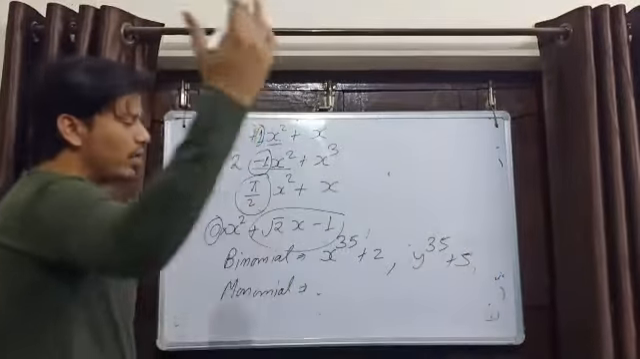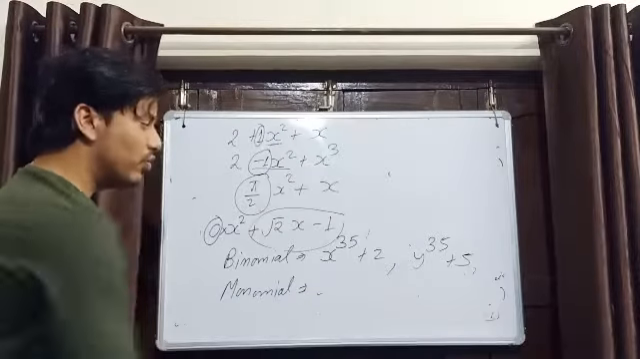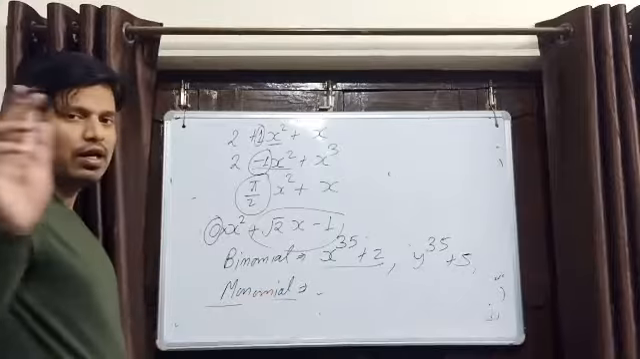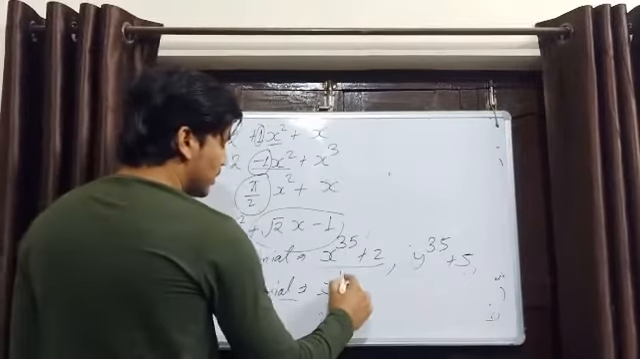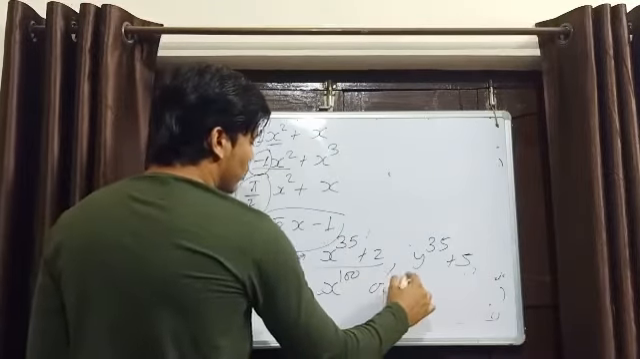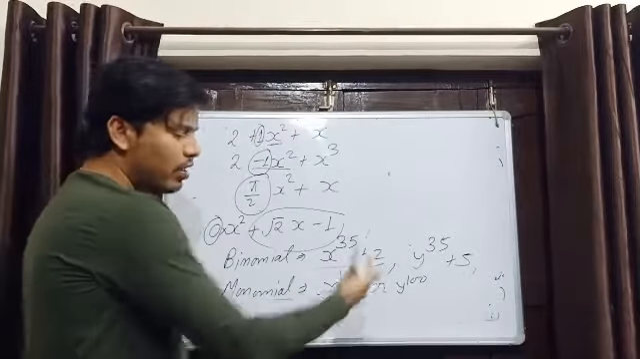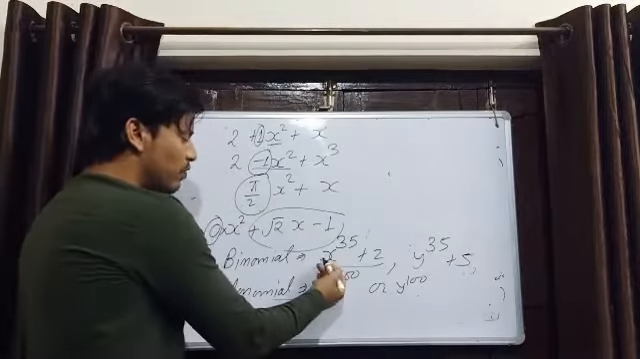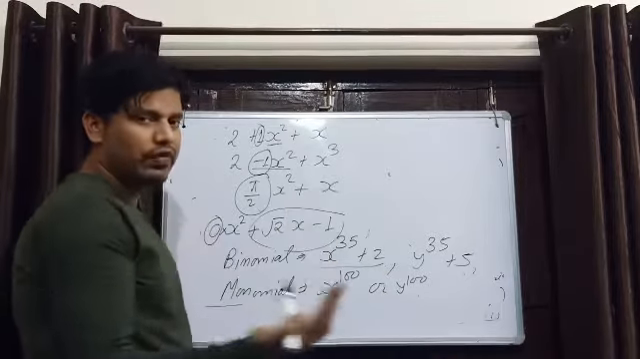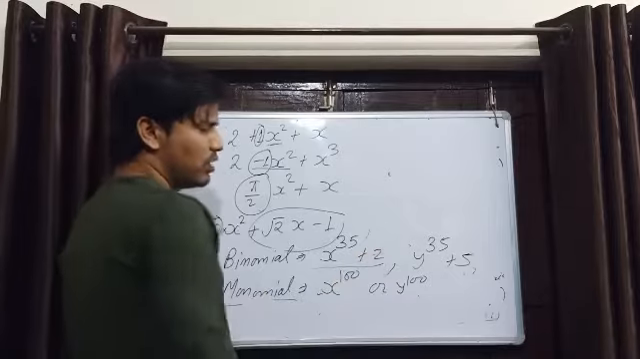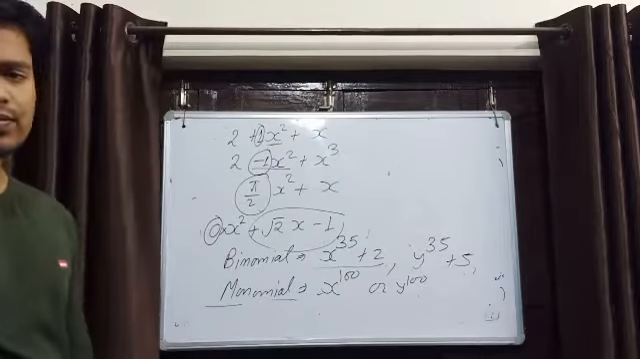Or t to the power 35 plus 10. You can write anything, but it must be a binomial, so only two terms are used. A monomial has only one term, such as x to the power 100, y to the power 100, or t to the power 100. For the binomial, use one variable with power 35 plus one more term, such as x to the power 35 plus x to the power 32.